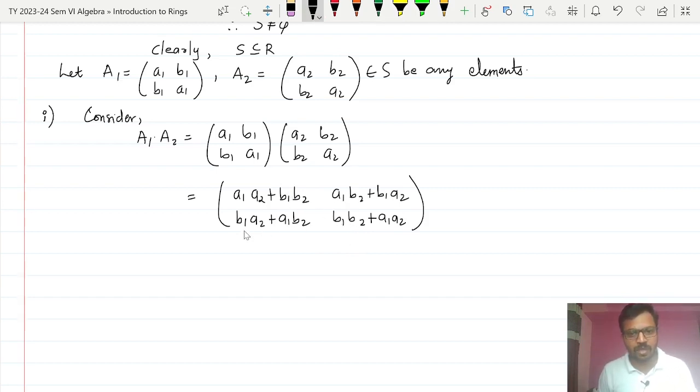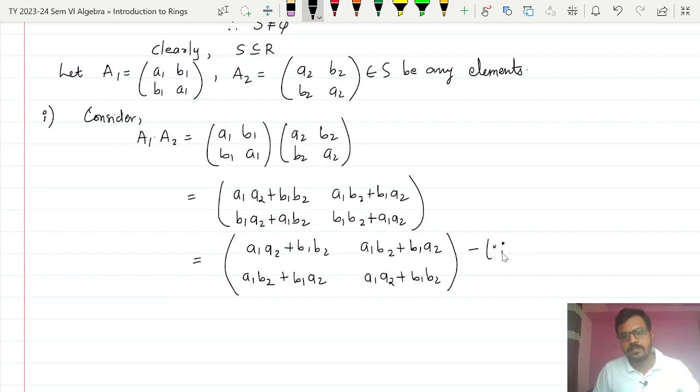What about these two now? As you can see, it is A1 B2 here, A1 B2, same term. The order of A1 B2 is also the same. B1 A2, B1 A2, same thing. Now plus is commutative, so we can just swap the positions. The reason is plus is commutative in R. Therefore it belongs to S, not an issue.